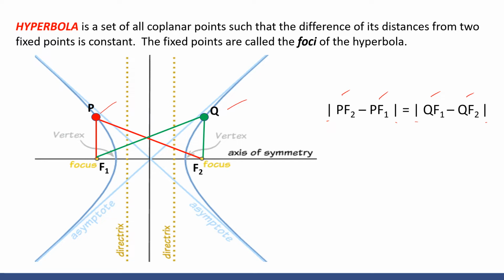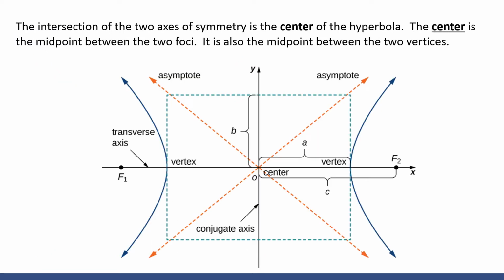Okay? The intersection of the two axes of symmetry is the center of the hyperbola. Nasaan yung center na yan? Ito. Since this is the intersection of the two axes, meron tayong x-axis and y-axis. The center is the midpoint between the two foci. As you can see, we have this focus 1 and focus 2. It is also the midpoint between the two vertices. Here is our vertex 1 and vertex 2. Again, the center is the midpoint between the two foci and also the midpoint between the two vertices.